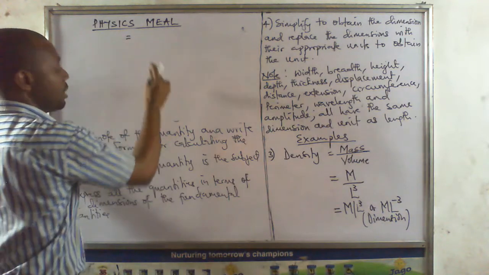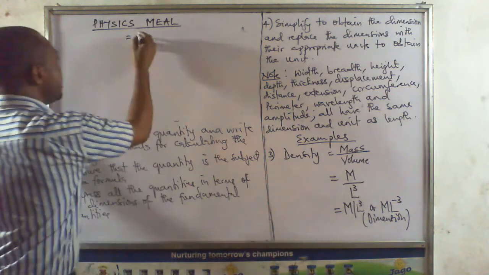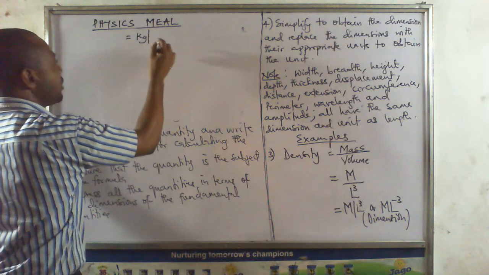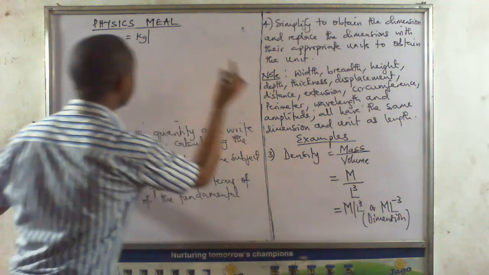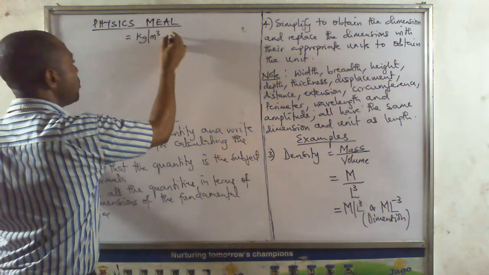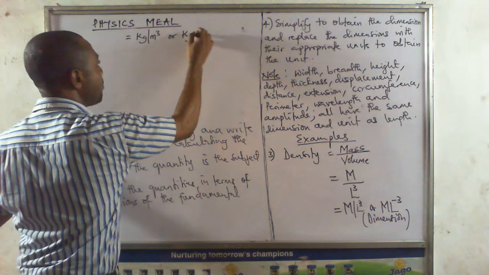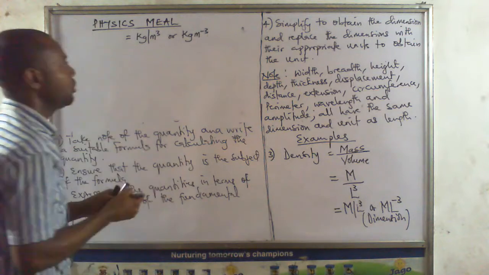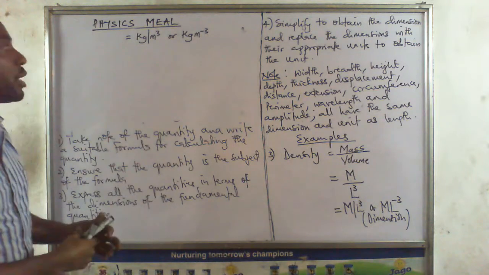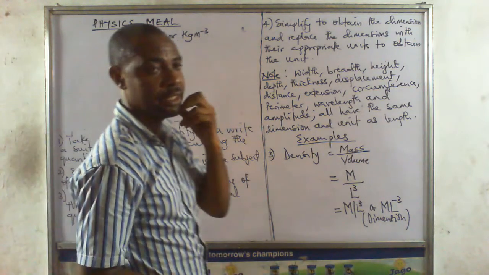We continue here. What's the unit of mass? Mass is measured in kilogram by SI unit. And length cube is going to be meter cube. Or I can write it as kilogram per meter cube. So that's why anytime we have density, we have this.